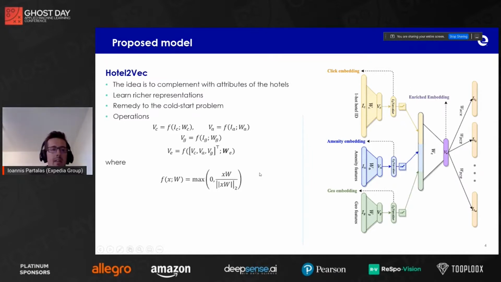This is the main idea, and you can see the operations: we have some normalization operations, we pass through some layers for non-linearities, and we concatenate another projection, which gives us the enriched representation, which is what we ultimately use as our hotel representation. And then we predict against the full inventory.